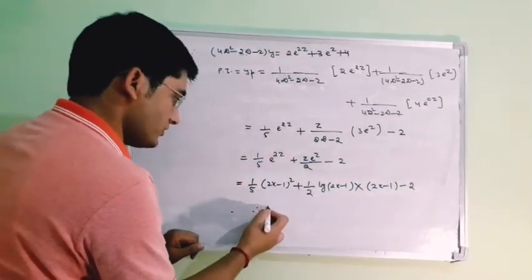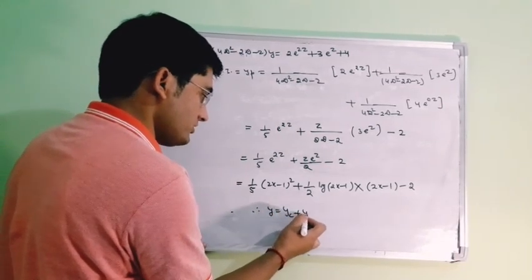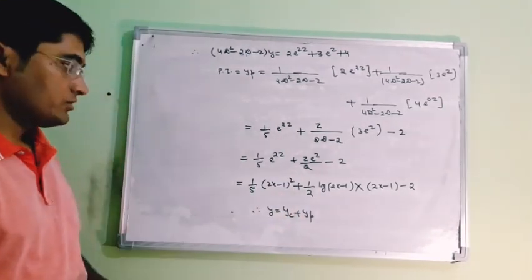So our final solution will be the sum of the complementary function plus the particular integral. So this is the solution.